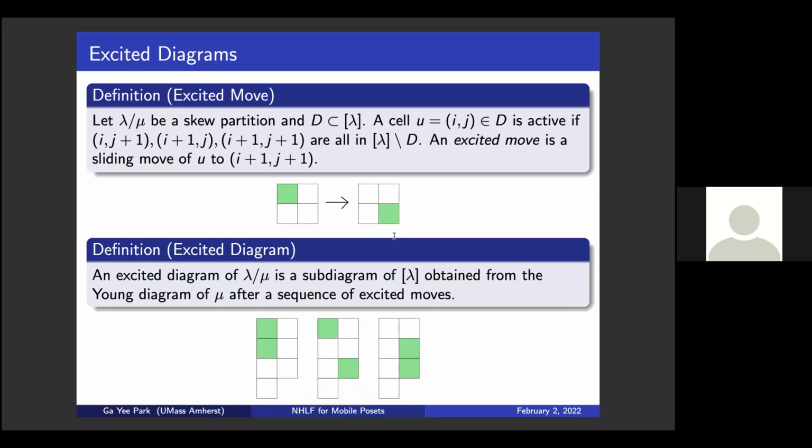And is there a counting for how many are possible? Oh, yeah. I think the immediate answer for how many excited diagrams there are for a general shape isn't out yet, because I only know immediate answers for special skew shapes. If it's like a zigzag, then it would be a Catalan number, or a generalized Catalan number. But I don't know about the general skew shape though.